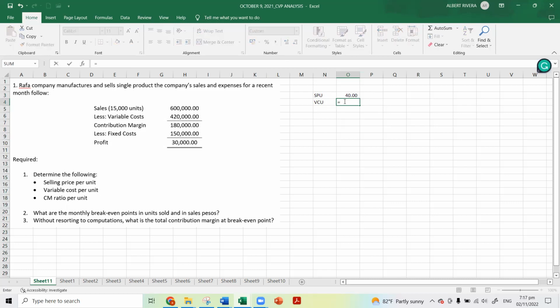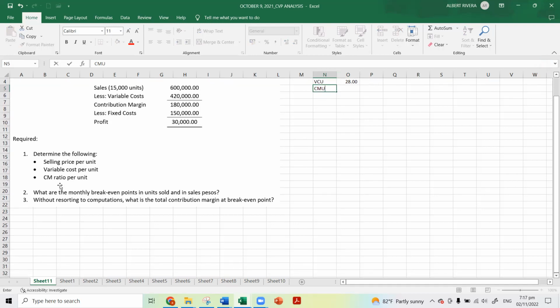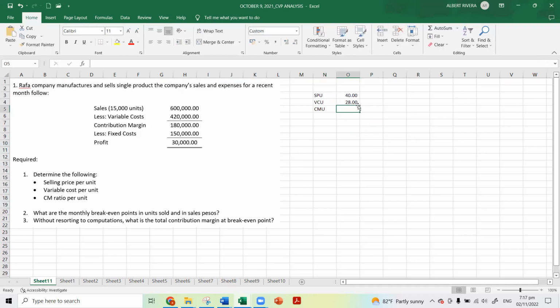While your variable cost per unit is 420,000 divided by 15,000 units sold. Okay, then you have the contribution margin per unit here. However, the problem asks you to determine the contribution margin ratio. This is the CM per unit, not actually CM ratio per unit. That should only be contribution margin per unit. So the CM per unit, that is your selling price minus the related variable cost per unit. So the CM per unit here is 12 pesos.